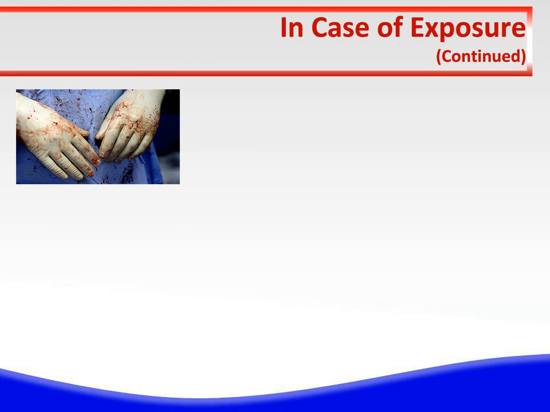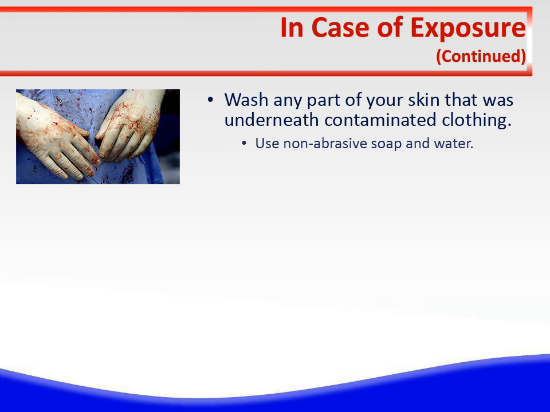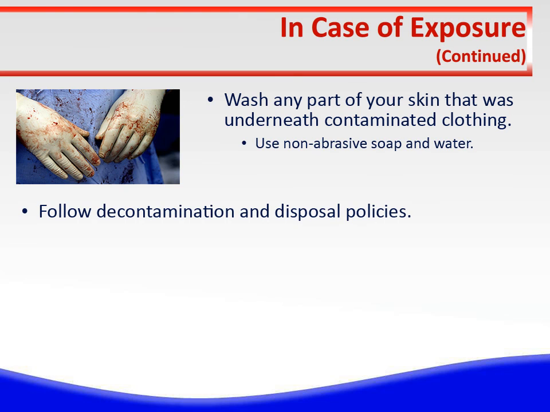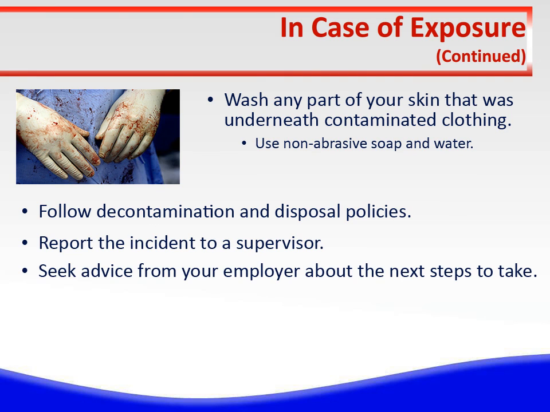If you get blood or bodily fluids on your protective clothing, remove it as soon as possible and place it in a sealed bag. Then wash your skin with non-abrasive soap and water, and follow your employer's policy to decontaminate or dispose of the contaminated items. Report exposure incidents immediately to your supervisor, and your employer can advise you about testing, counseling, and any other steps that are necessary once an exposure has occurred.